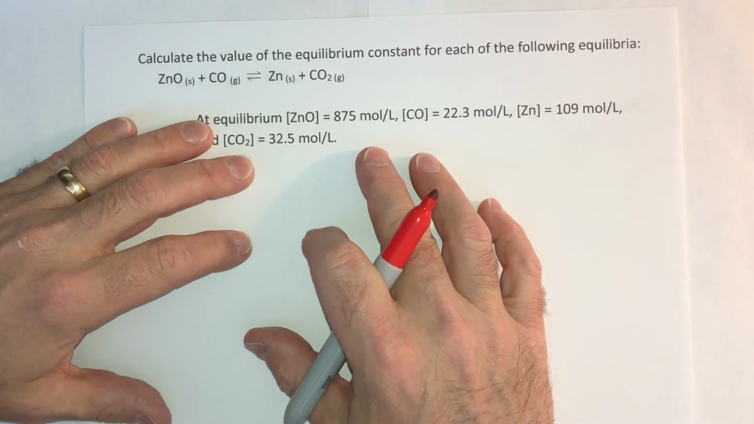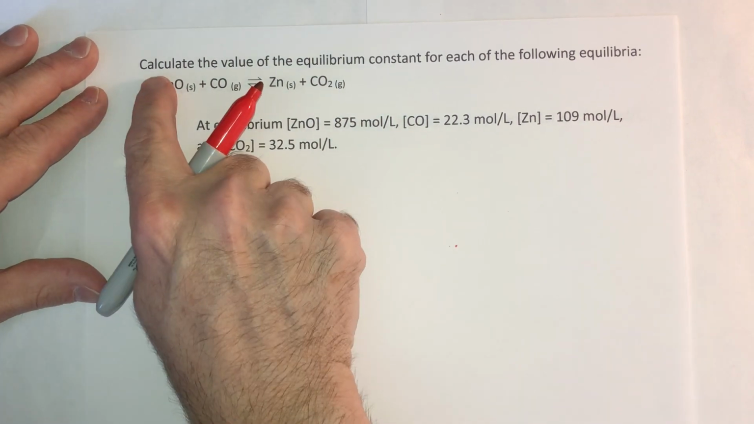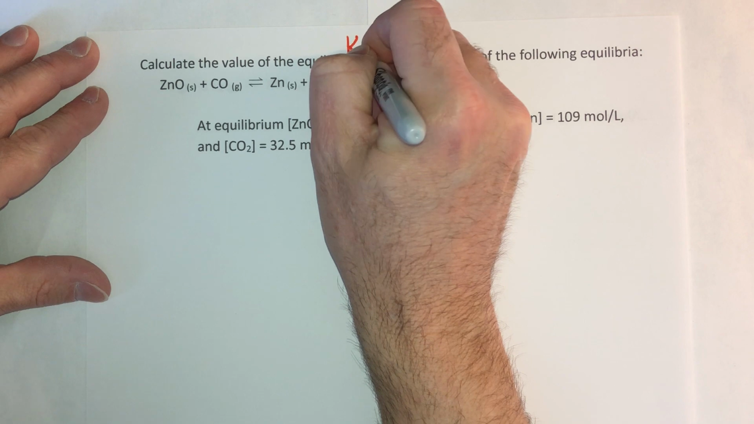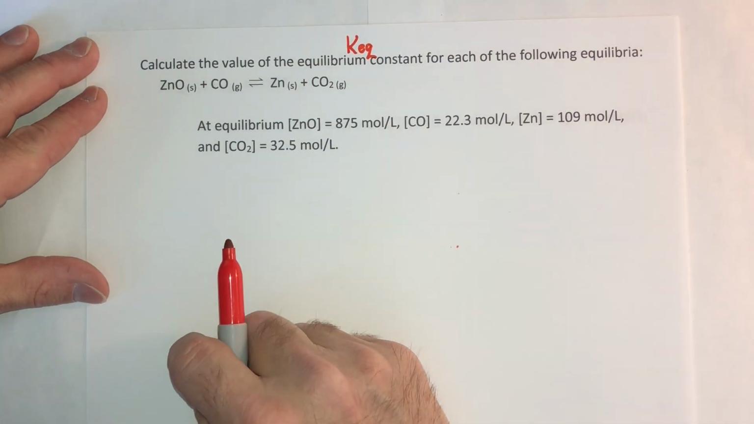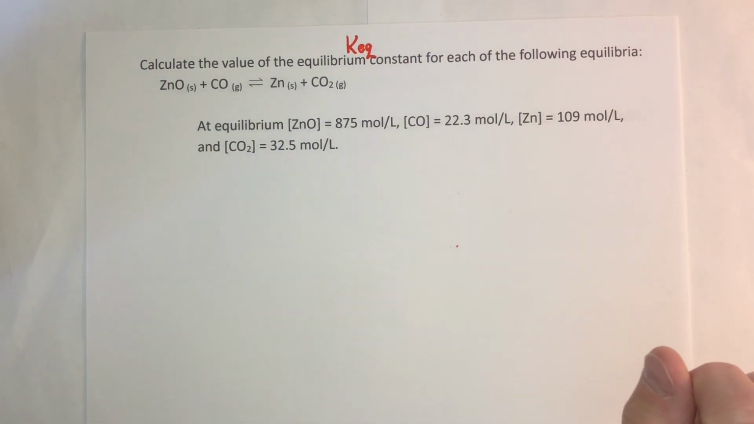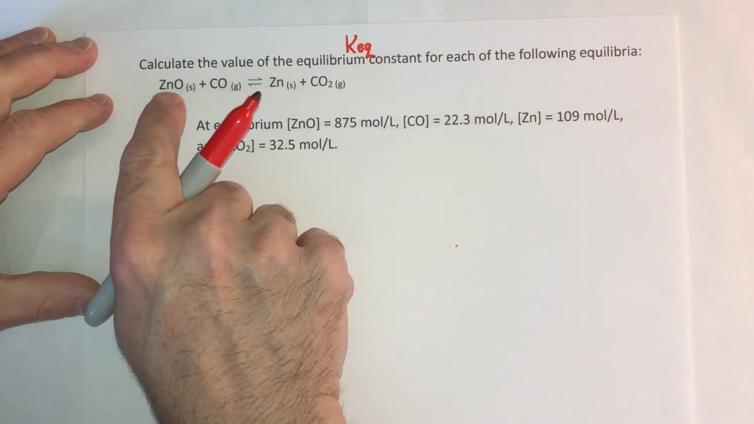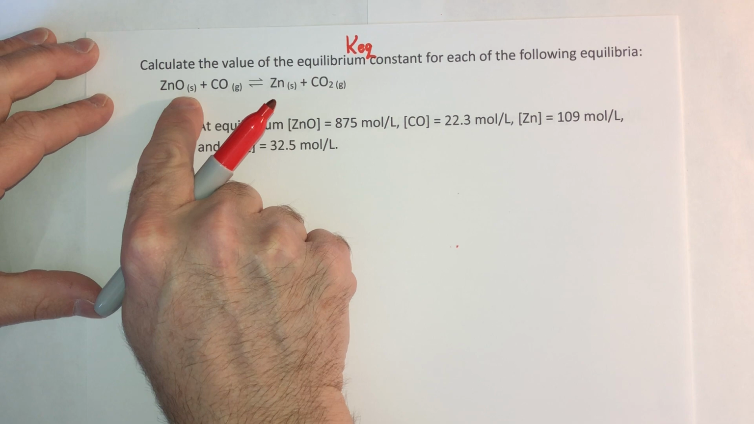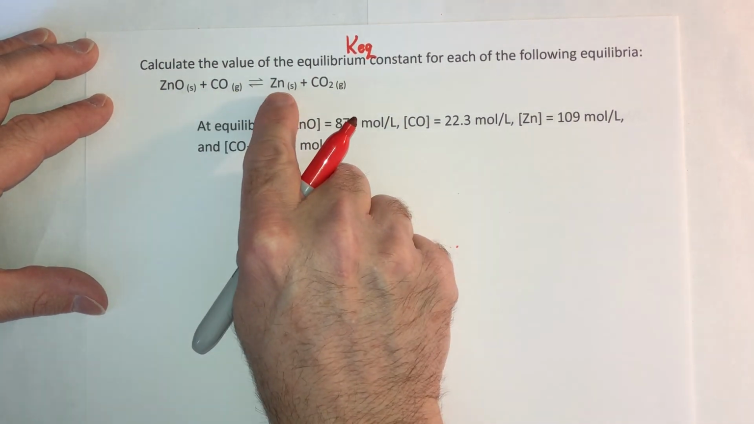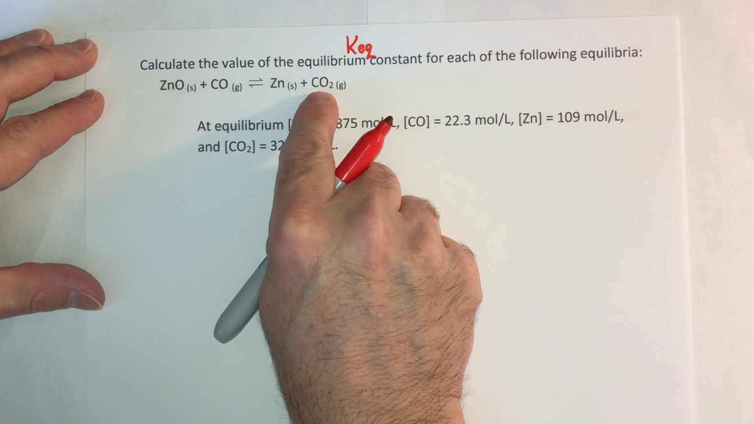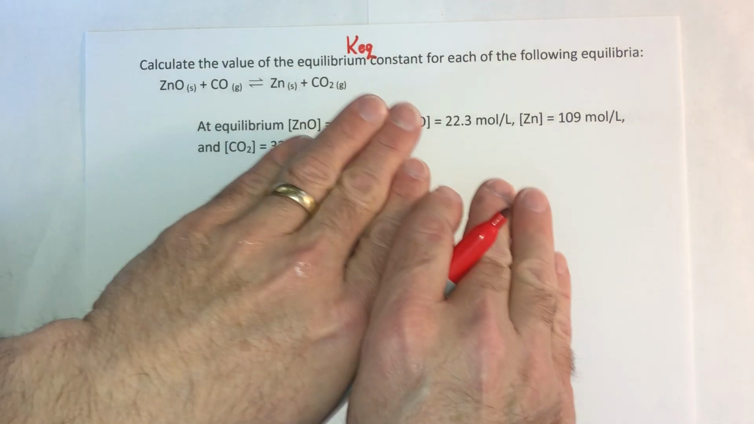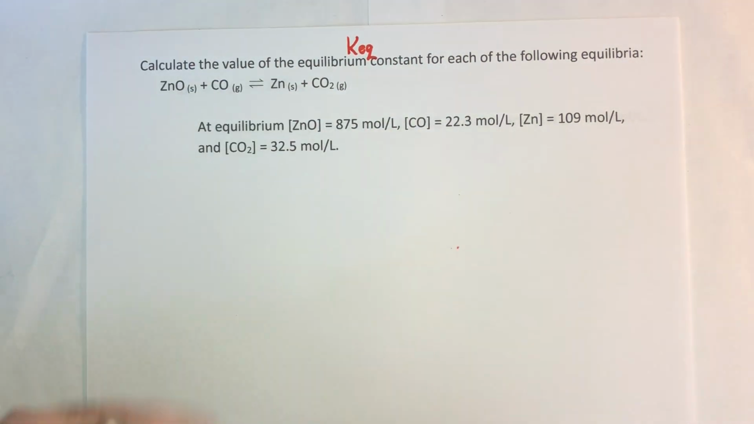So for this problem, it says, calculate the value of the equilibrium constant. So I want to know what KEQ is equal to for the following equilibria. I've got one equilibrium here, and the next page has another one. In this equilibrium, I have zinc oxide solid that's going to react with carbon monoxide gas, and it's going to form zinc solid and carbon dioxide gas. The reactants will turn into products, the products turn back into reactants, and it just kind of flows.